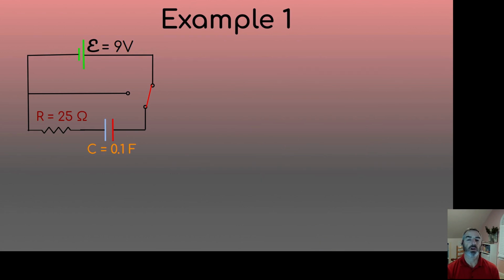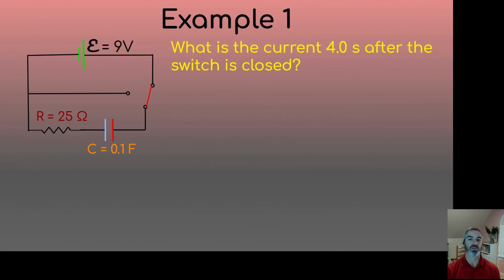Now, what is the current 4 seconds after the switch is closed? In order to find the current 4 seconds after it's closed, we need to use the current as a function of time graph first. We know that the current is going to decrease. It's going to start with an initial value of I naught, which we found in the first part of example 1, and it's going to decrease to 0.